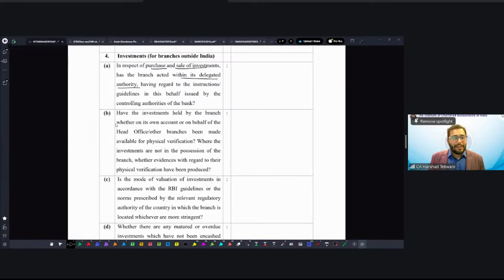Second, whether the investments which are held by the branch are held in their own account or held on behalf of the head office or other branches. So in whose account are they holding that particular investment? When I say in their own account, you can say in their name. So is it in the name and account of the branch, or in the name and account of the head office or other branches of the same bank? And whether they are available for physical verification.